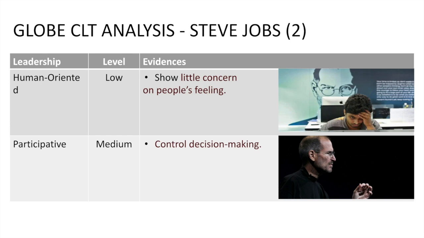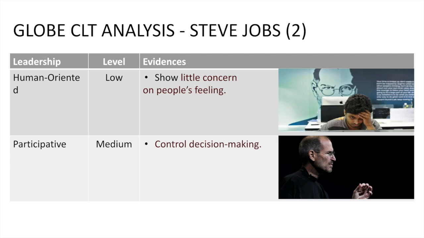Next, the human-oriented dimension. Our group rated him low. Steve was known as a hot-tempered person and a task-oriented leader. He was more focused on tasks rather than on people's feelings. Sometimes he would directly confront people and almost call them idiots.